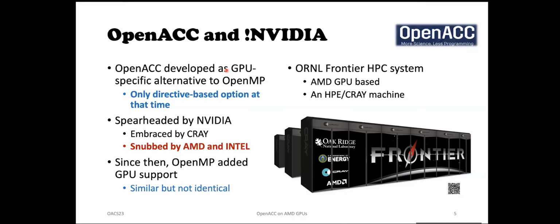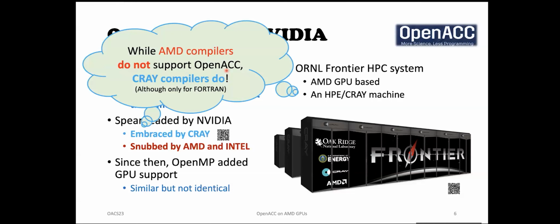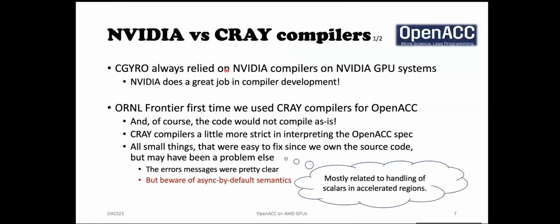Now, Frontier, which was our target and is AMD GPU based, is an HP CRAY machine. And as I said, CRAY supports OpenACC, which is great, although only for Fortran, but luckily for us, our code is in Fortran. So voila, we're supposed to just recompile it. Now, we never used the CRAY compilers for our GPU code before, because NVIDIA does such a good job with their compilers. We never felt the need.